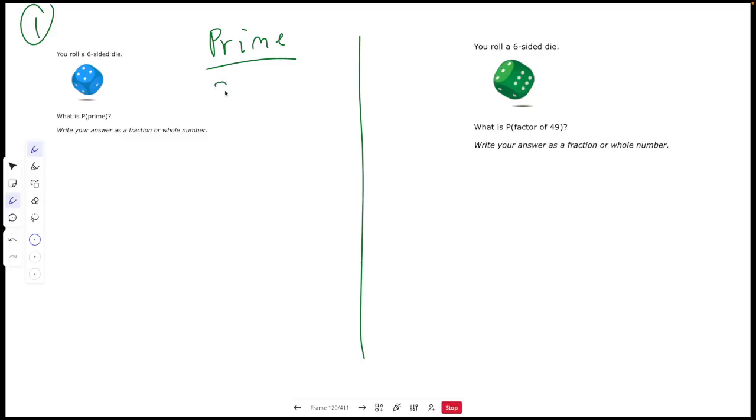For example, 2 can only be divided by 2 and 1 evenly. 3 can only be divided by 3 and 1. 4 is not a prime number because it can be divided by 4, 2, and 1. 5 is a prime number. 6 is not a prime number. 7 is a prime number. 8 is not. 9 is not. 10 is not. 11. Okay, and you could keep going with the list here.